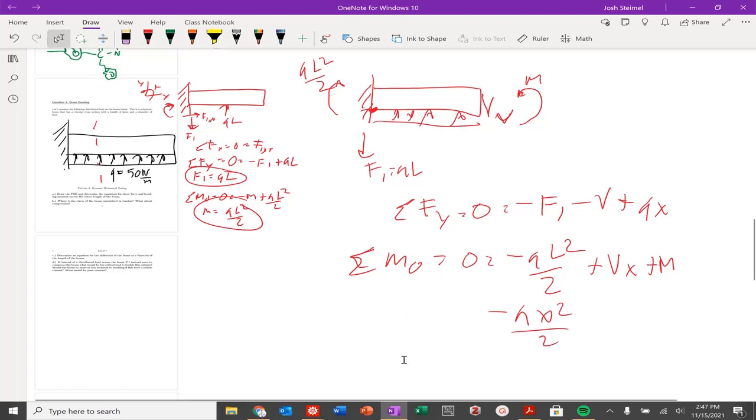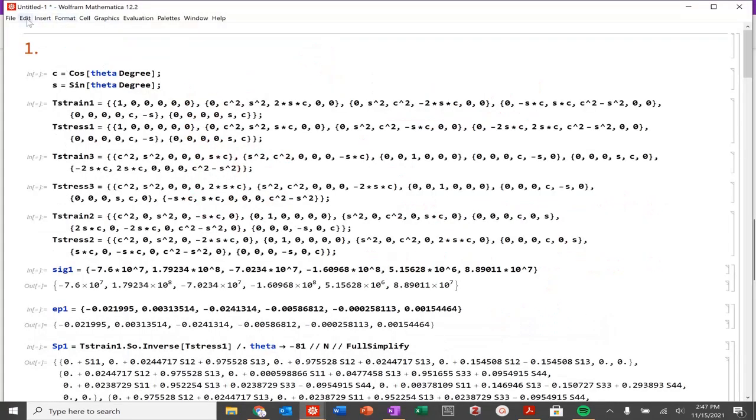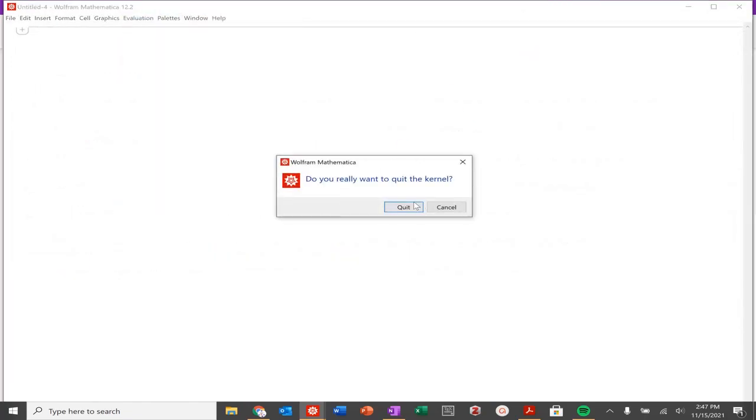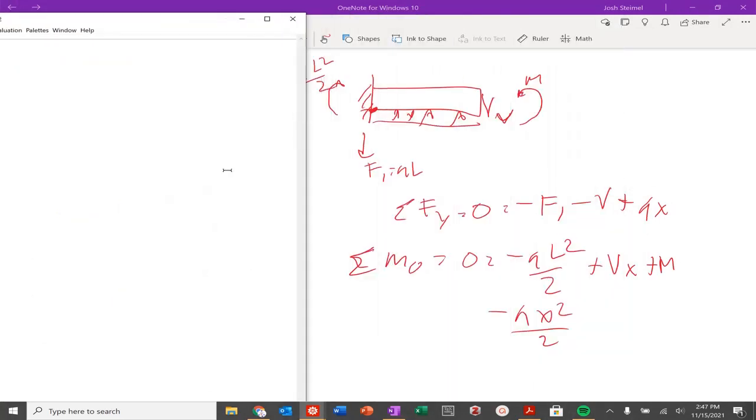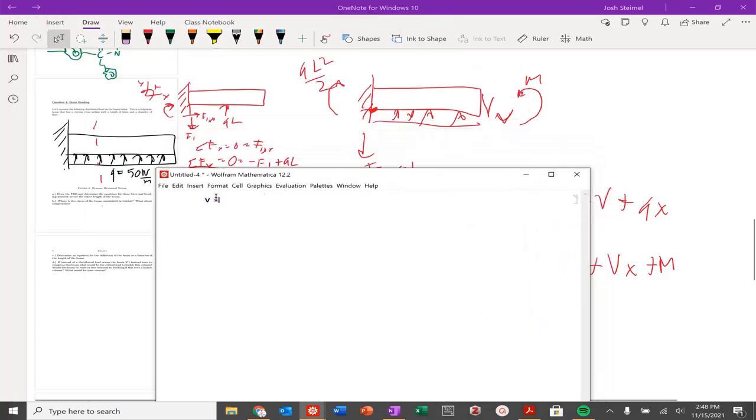So let's go ahead and solve this problem. I'm just going to create a new notebook. Let's clear everything. So we're going to say our V is going to be equal to, actually let's set, what is F sub 1? So we're going to say F1 is equal to Q times L.